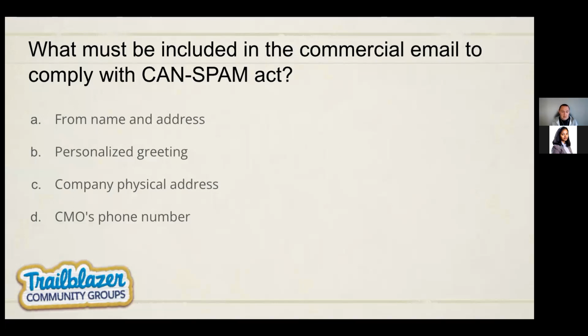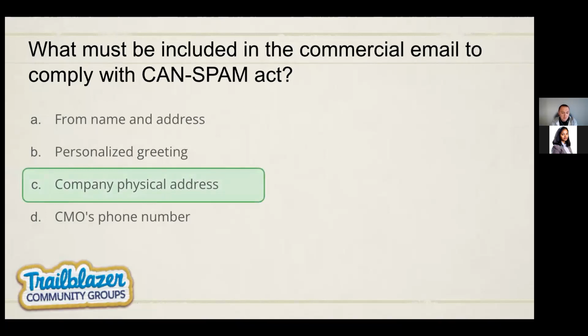If you think about the CAN-SPAM Act, what information needs to be included in a commercial email sent to comply with it? Type into the chat what letter you think is the right answer. You've got C. Majority of answers, actually all of the answers, seem to be C. At least it means you've been paying attention, which is great. It is in fact C. It's a company physical address that we want to ensure is included in the commercial email sent.